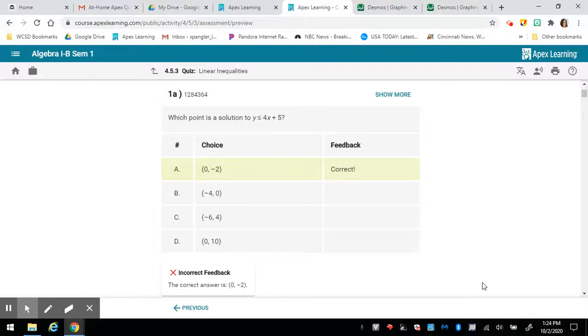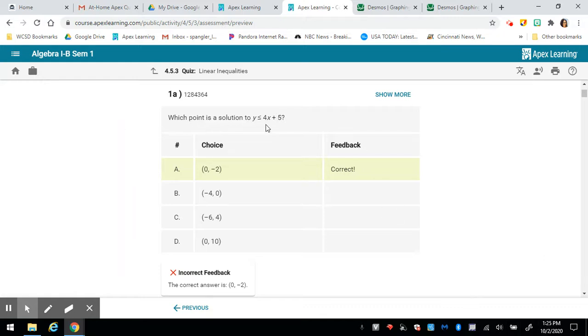Okay, we're going to look at quiz 4.5.3, linear inequalities. The best thing to use for this quiz is Desmos. So I'm going to show you how to use Desmos for this quiz. So if we look at our first question, now of course, your questions are going to be in a very different order. So don't think that this is going to be your question number one.